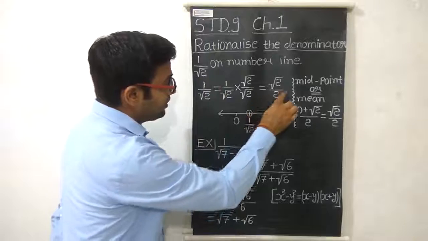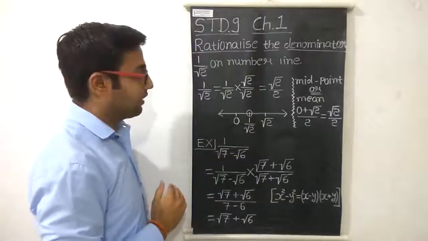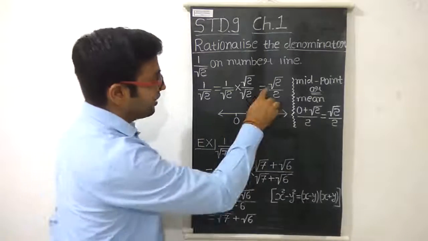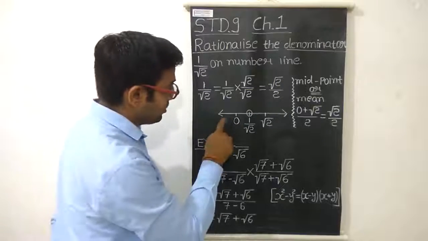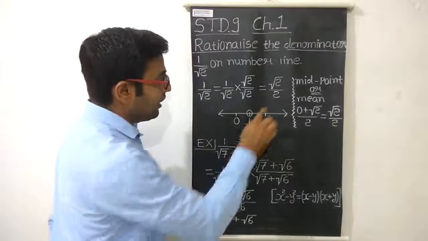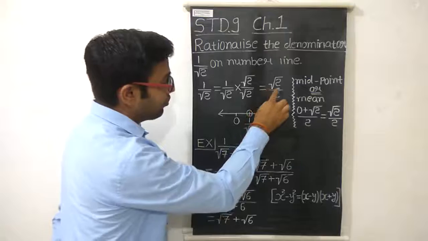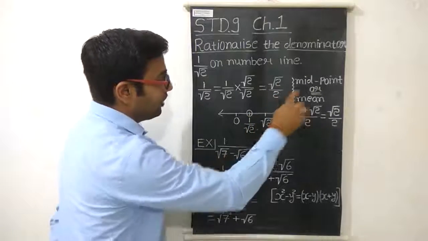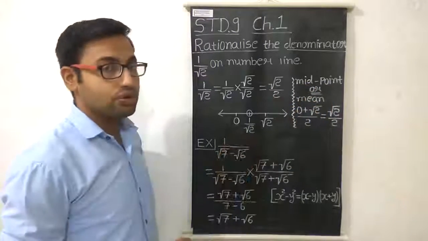So now this point is easy to represent on the number line. How to represent this on the number line? We know how to represent root 2 on the number line. So let's suppose on the number line this is 0 and this is root 2. Now this point is at the mid of root 2 because it is divided by 2. We can say midpoint as mean also, right?